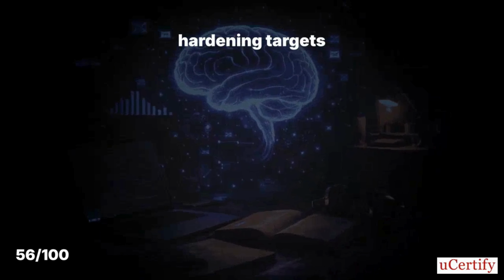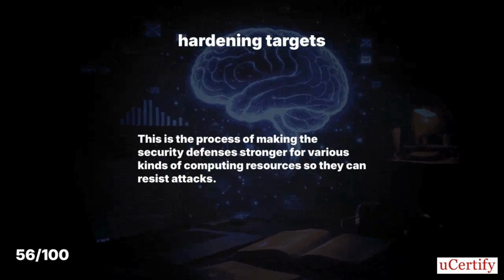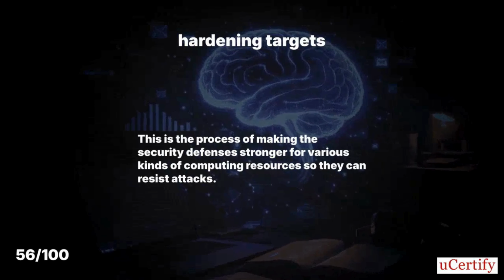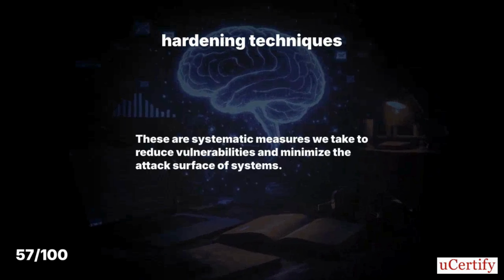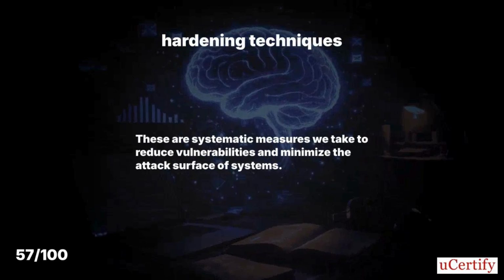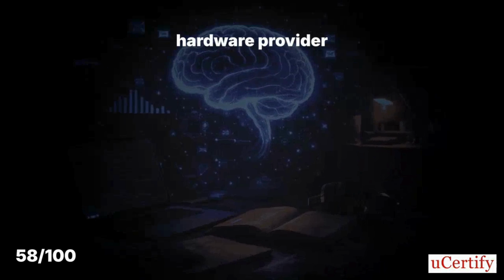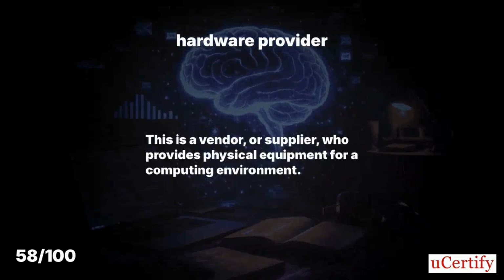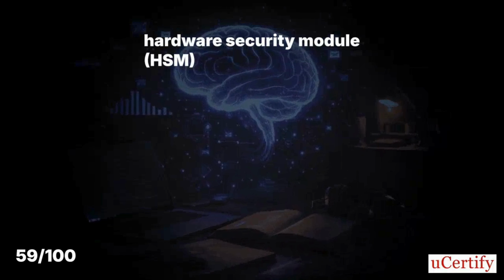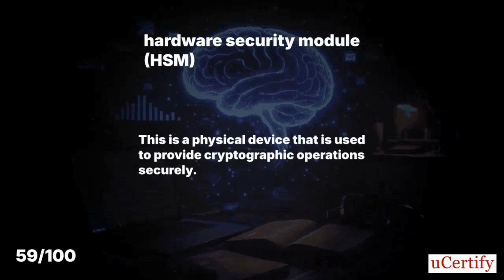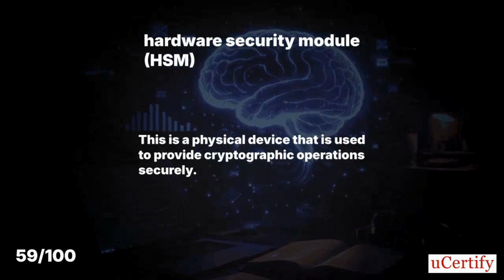This is the process of making the security defenses stronger for various kinds of computing resources so they can resist attacks. These are systematic measures we take to reduce vulnerabilities and minimize the attack surface of systems. This is a vendor or supplier who provides physical equipment for a computing environment. Hardware Security Module, HSM. This is a physical device that is used to provide cryptographic operations securely.